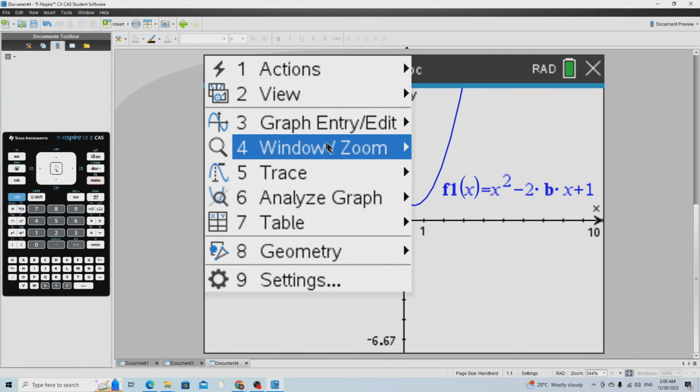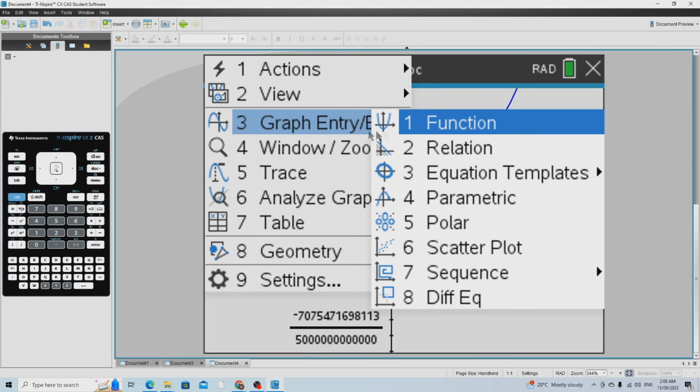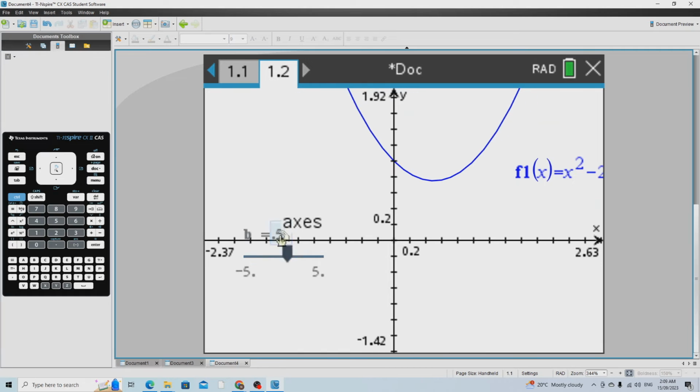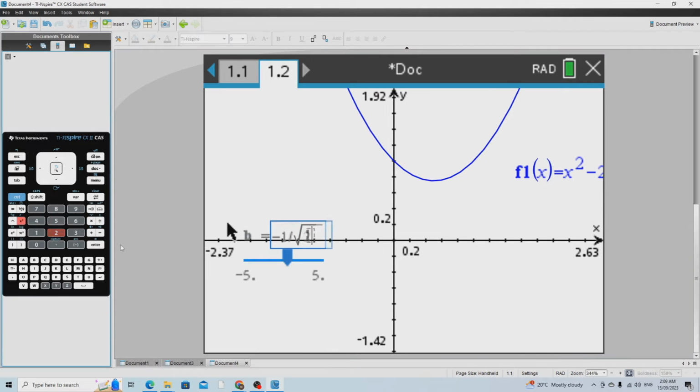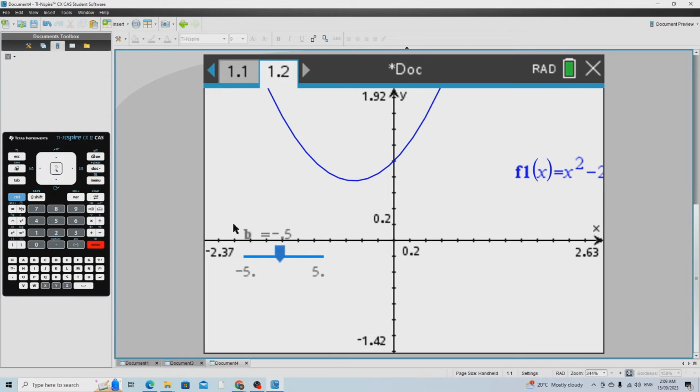Let me just zoom in so I can actually see how close it's getting. Okay, let's just double check everything. So we said negative 1 over root 2. Let's double check it over here. The next one is negative 0.5. Aha, no, it gets further away. So what about a quarter? 0.25. No, it's further away.